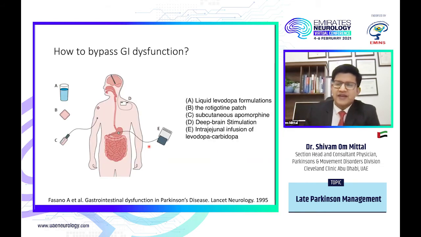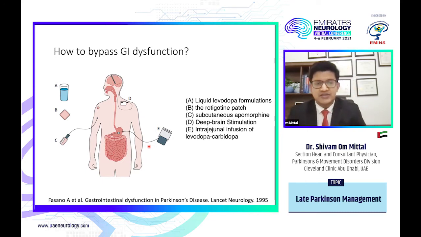So, what are the different ways that we can work around the stomach? You can give the medication in liquid formulation. You can give a transdermal patch. You can give a subcutaneous injection. You can put a tube directly to the small intestine and deliver the medications through that. Or you can do a more central action like deep brain stimulation. So there are several ways that you can work around, and this cartoon depicts very well the different options that are available for treatment of advanced Parkinson's disease patients.